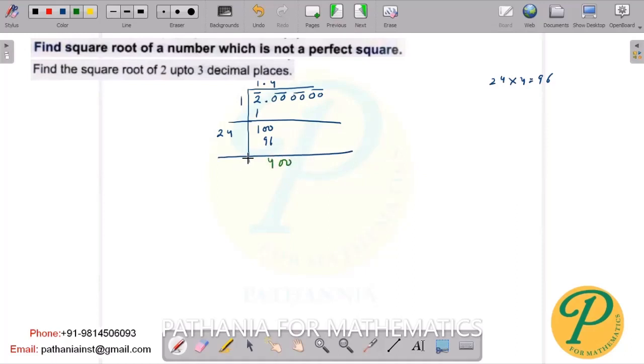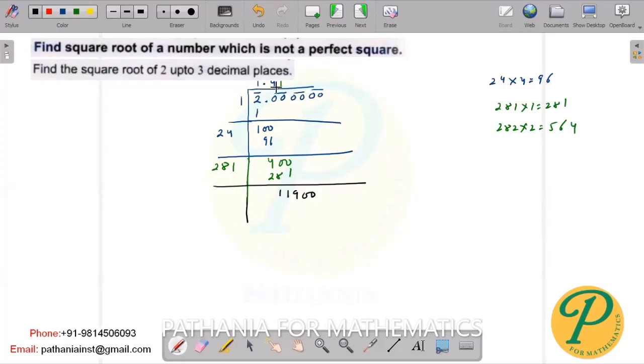Move the next digit and do the twice. Twice of the quotient 14 is 28. So 281 into 1 is 281. And if you do 282 into 2, it is more than 400. So therefore we do 281 into 1 is 281. Subtract. Your remainder is 119, sorry. Move the next pair.